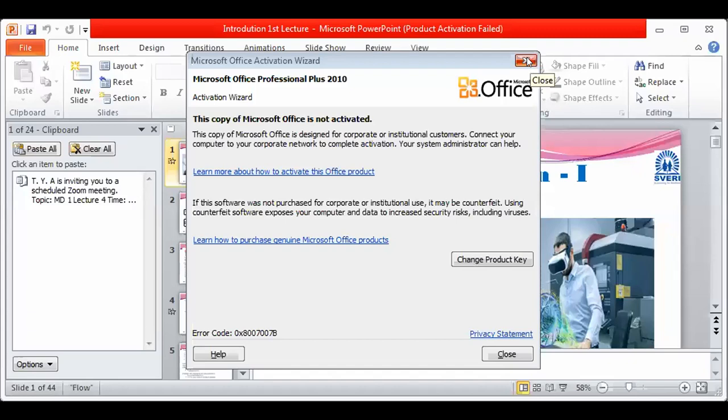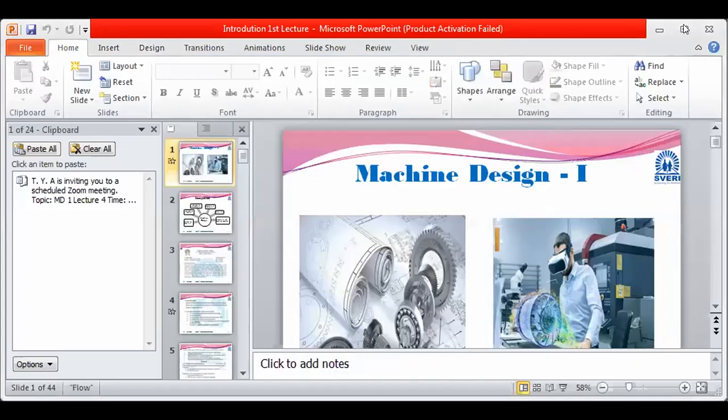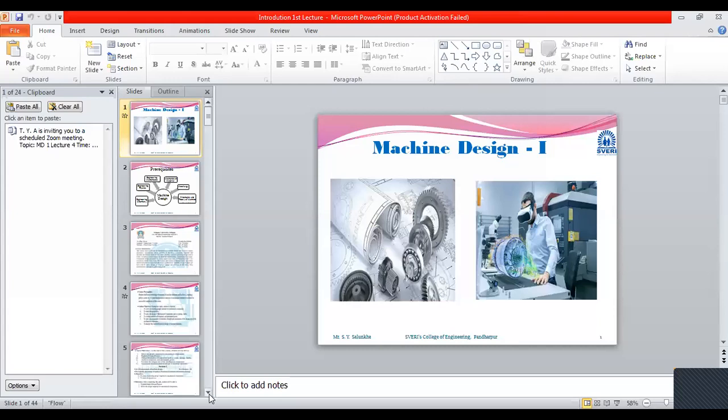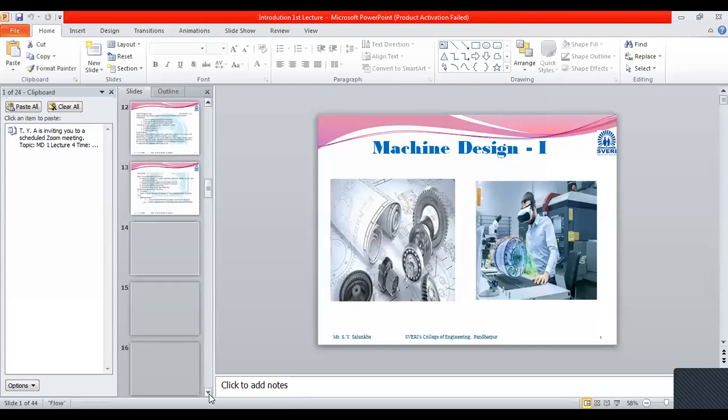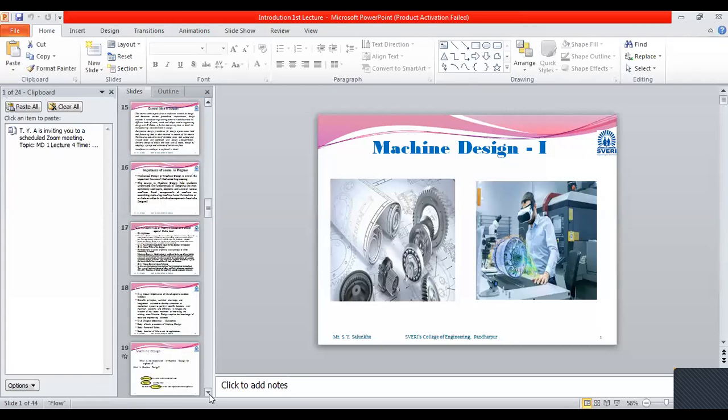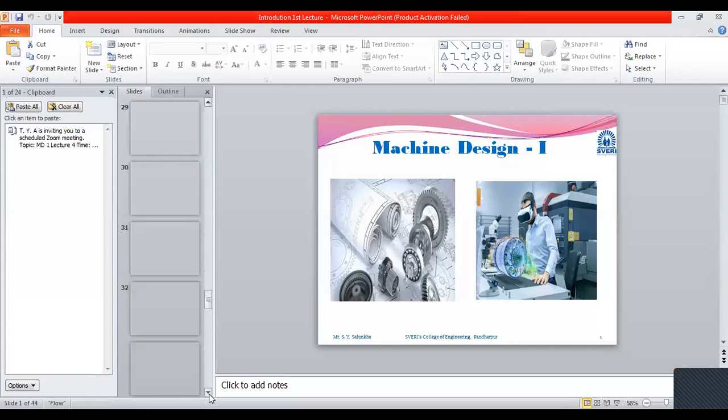So I'll share my screen. Let me know whether you are able to see the screen or not. Can you see the screen? Yes, sir. Okay.